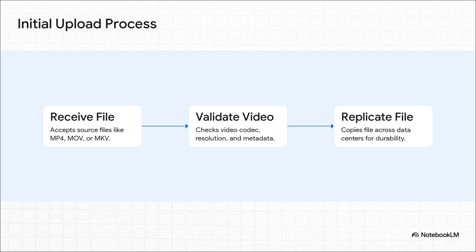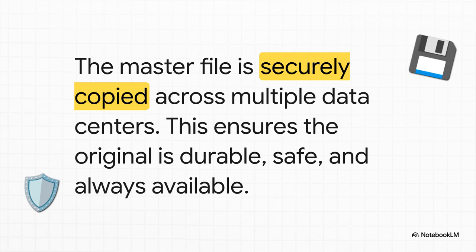And then, the really crucial part happens: replication. To make absolutely sure that original file is never, ever lost, it's instantly copied and shotgunned across multiple Google data centers all over the planet. It's all about creating a super durable, super safe master copy. This thing becomes the single source of truth for the wild transformation that's coming up next.